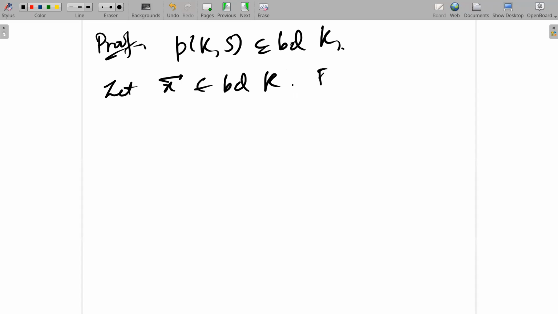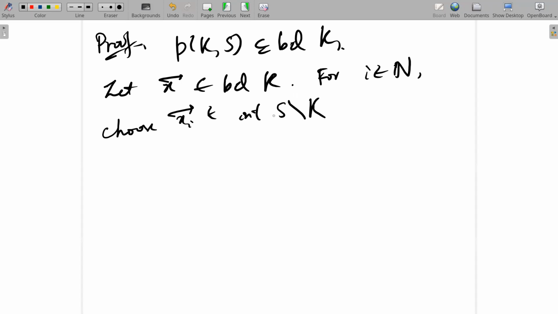So for i in N, we'll define a sequence of points. So choose x_i in the interior of S minus K. So K is closed and S is such that K is completely contained in the interior of S. So the interior of S minus K again will be an open set. It's the intersection of two open sets.